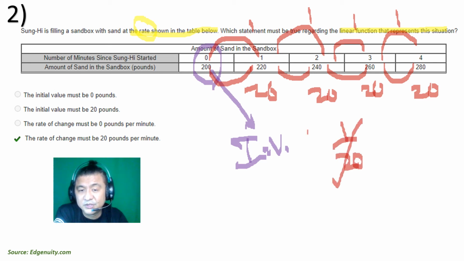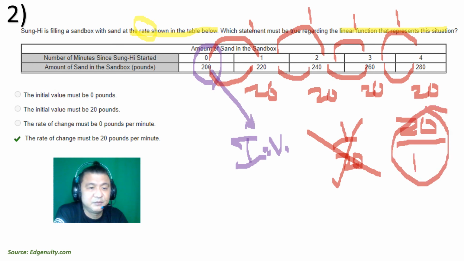No. Start with your Y value, your output value. The result was 20, meaning 20 pounds for every minute. Okay, 20 for every minute. Okay, let's check. The initial value must be 0 pounds. No, we could see the initial value is 200. The initial value must be 20 pounds. No, it's not 20, it's 200.